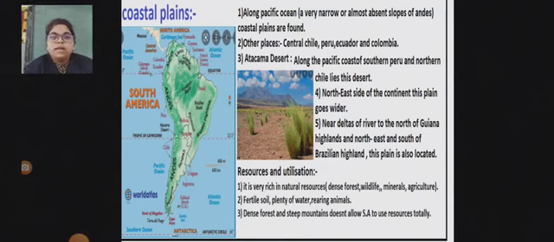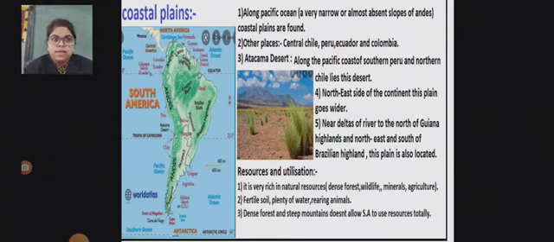Let's move on to the next topic, which is coastal plains. Talking about the coastal plain area, the location is actually a very narrow, or you can say almost absent, along the slopes of the Andes. Along that only you can find the coastal plain area. Now, other than along the Pacific Ocean, there are other places also where the coastal plains lie in the case of South America. So what are the places?